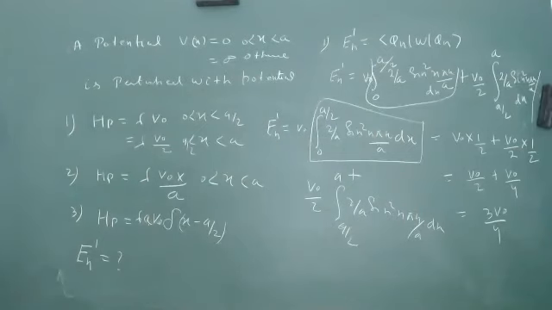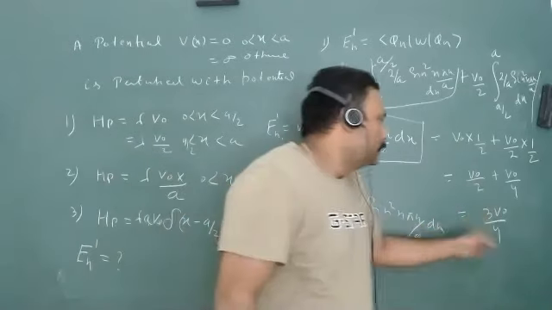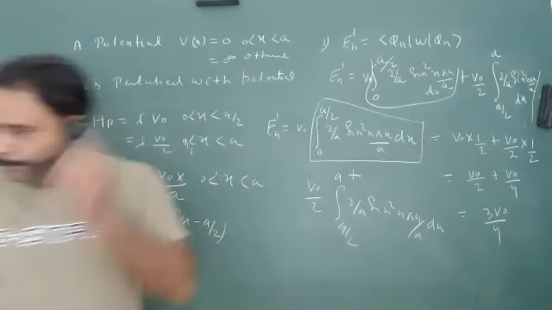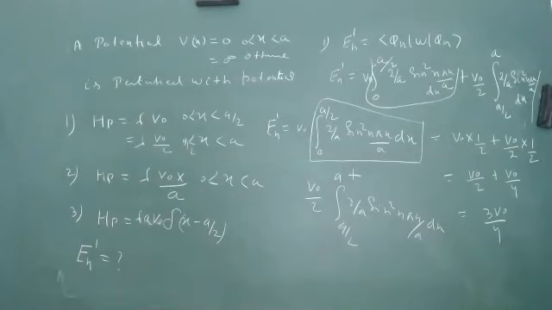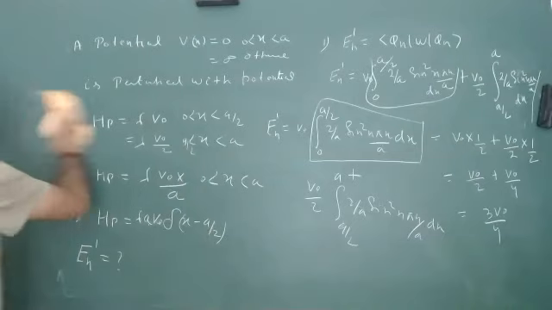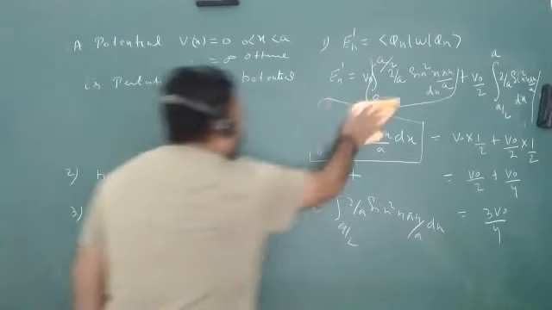So are you comfortable with this one? First order energy correction is 3 by 4 V naught. So let's go for the second one. I have done this one. Very simple.